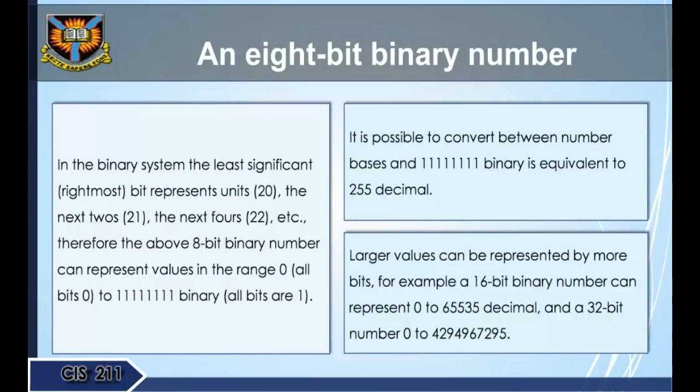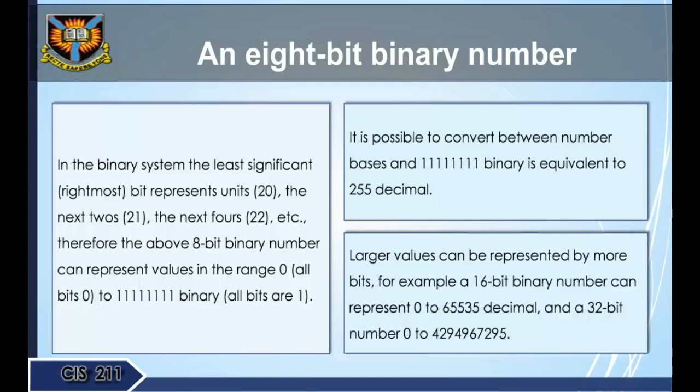An 8-bit binary number. In the binary system, the least significant rightmost bit represents units, 2^0, the next 2's, 2^1, the next 4's, 2^2, etc. Therefore, the above 8-bit binary number can represent values in the range 0, all bits 0, to 11111111 binary, all bits 1. It is possible to convert between number bases, and 11111111 binary is equivalent to 255 decimal.